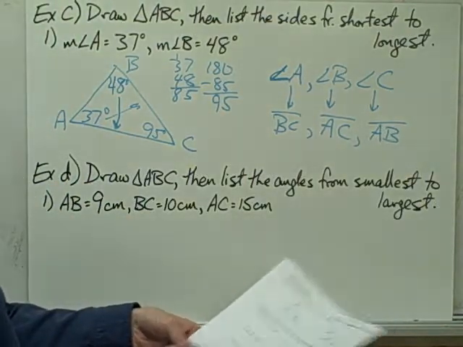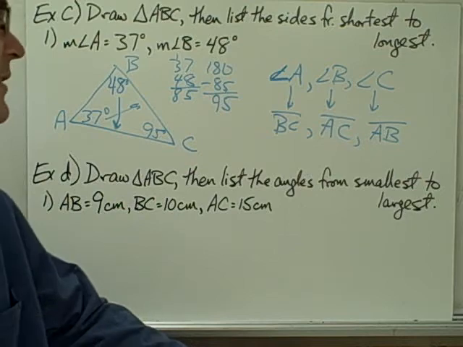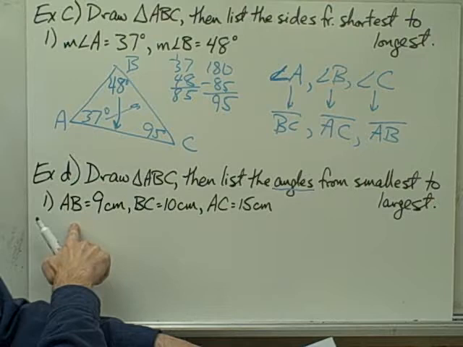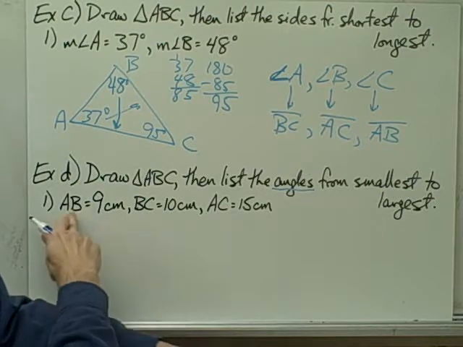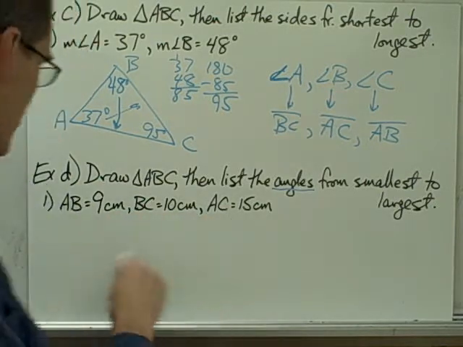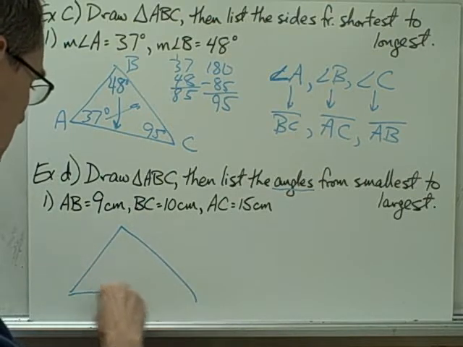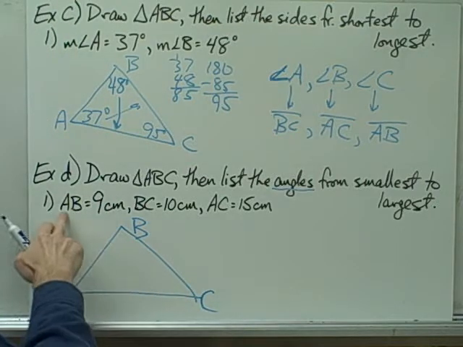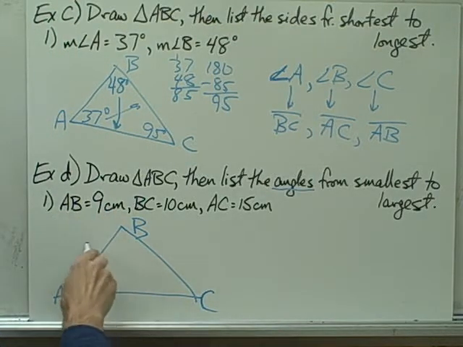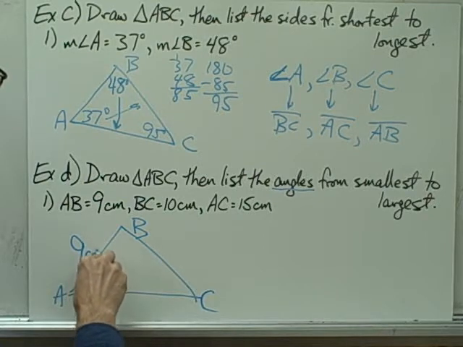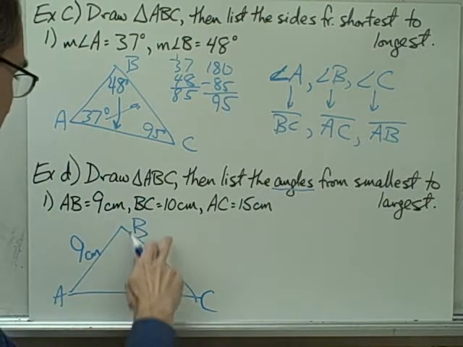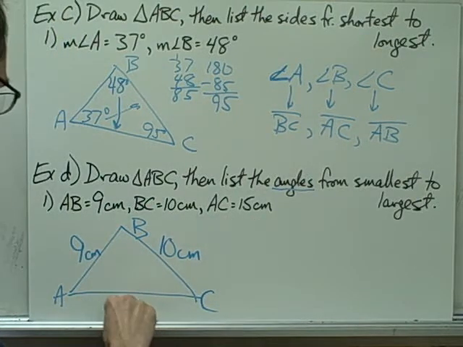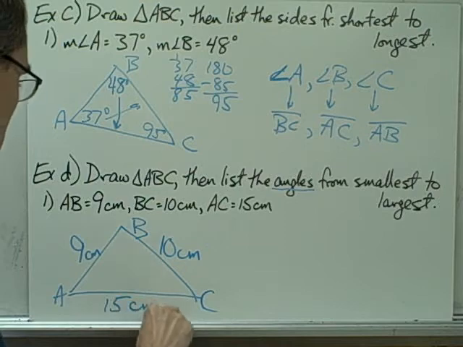I'm going to move on to example D. Example D says, draw triangle ABC and then list the angles from smallest to largest. So here I'm given, for triangle ABC, these three side lengths. So let me draw, again, triangle ABC, and let me fill in my information here. The length of side AB is 9 centimeters. The length of side BC is 10 centimeters. And the length of side AC is 15 centimeters.